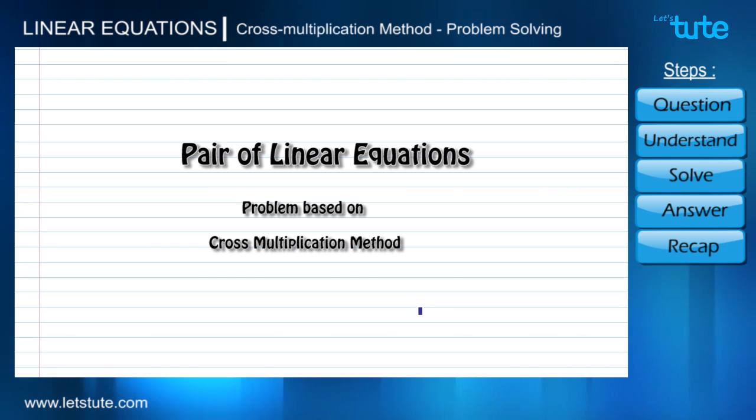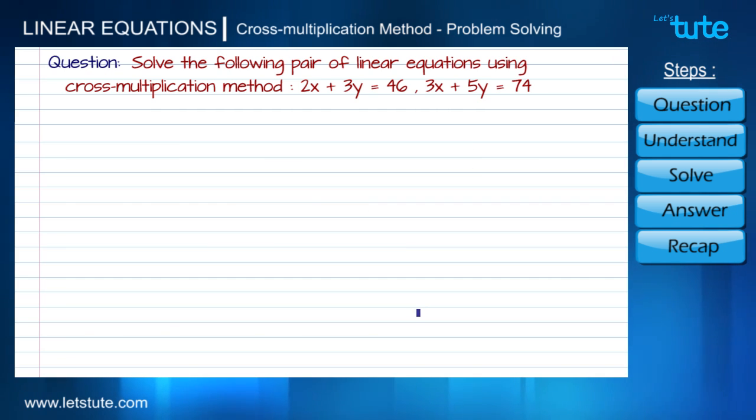In this session we are going to solve a problem based on cross multiplication method. So here is the question. It says solve the following pair of linear equations using cross multiplication method. And the equations are 2x plus 3y equals to 46 and 3x plus 5y equals to 74.